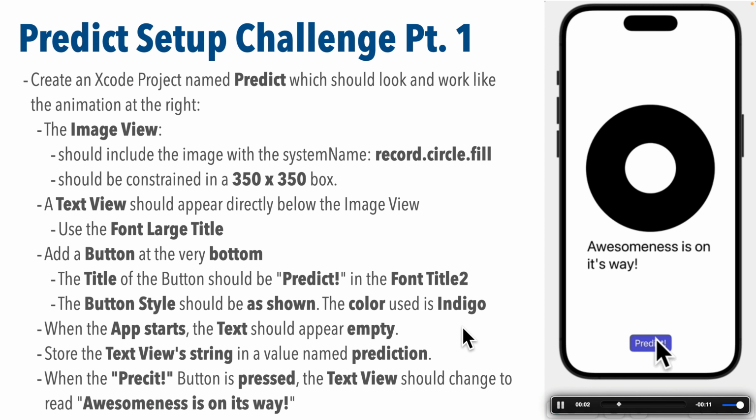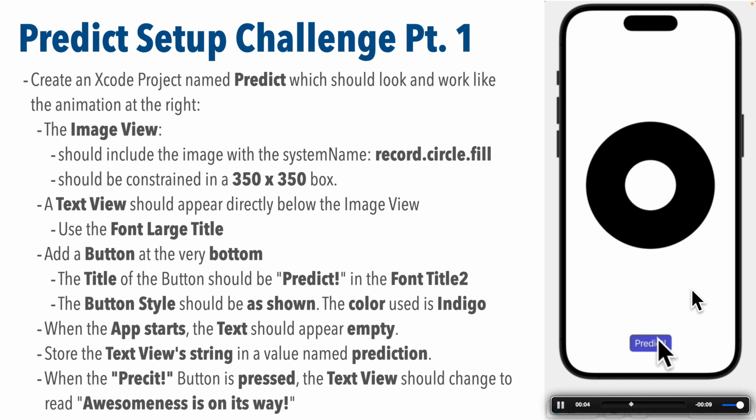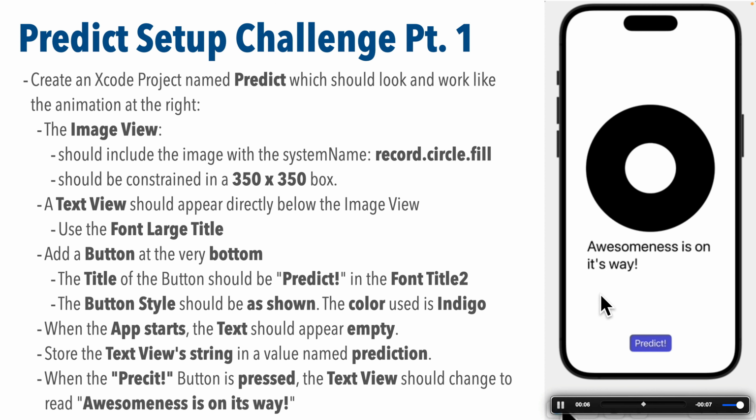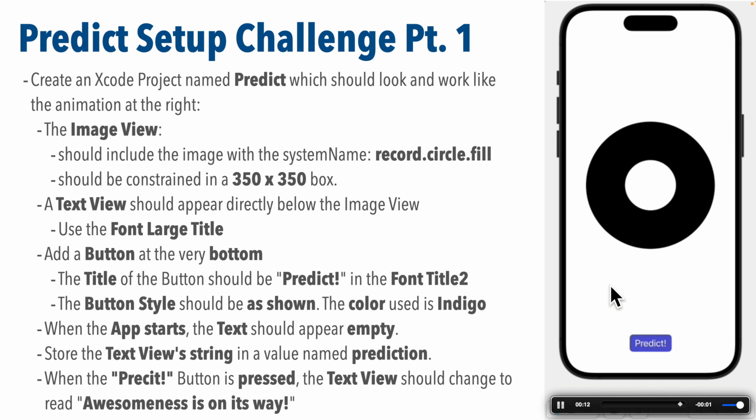Now when the app starts, the text view should appear empty. Store the text view string in a value named prediction. This will allow us to compare notes. And when Predict is pressed, the text view should change to read, awesomeness is on its way.